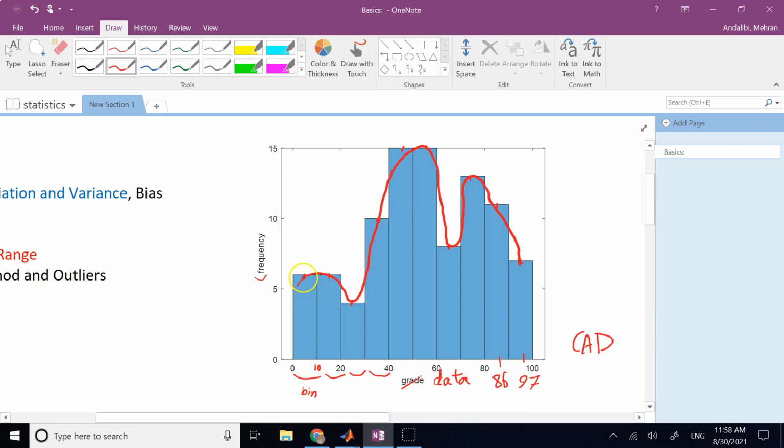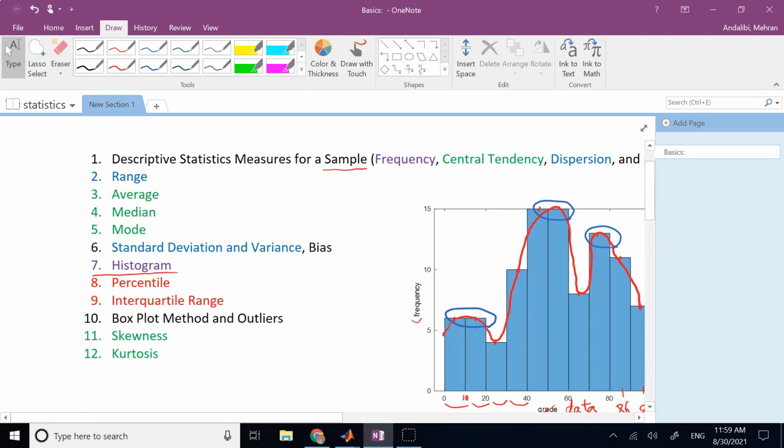So what does it mean? It means that, first of all, if I look at my data, it has 3 peaks. One peak here, one peak there, one peak there. Now, one of the measures that you have in statistics is called mode. Mode means the data point or the center of a bin where the maximum frequency is happening.